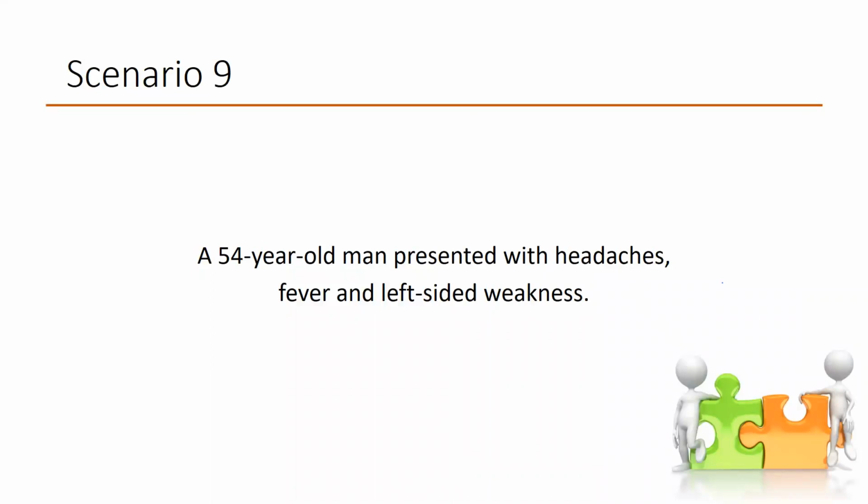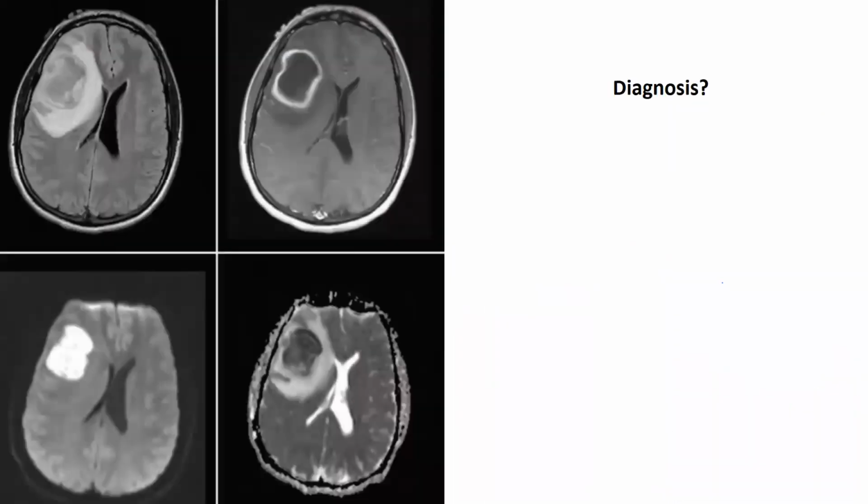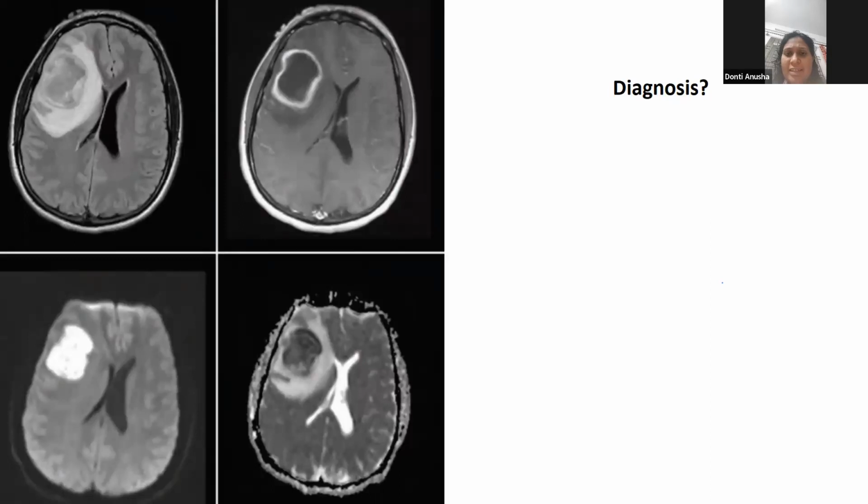So coming to the next scenario: a 54-year-old man presented with headache, fever, and left-sided weakness. What is the diagnosis? We have gone through some of the rings: tuberculosis, neurocysticercosis, toxoplasmosis. So this is another ring-like enhancement. Describe the images and then go for the diagnosis. There is a ring enhancing lesion in the right frontal lobe with diffusion restriction and surrounding edema.